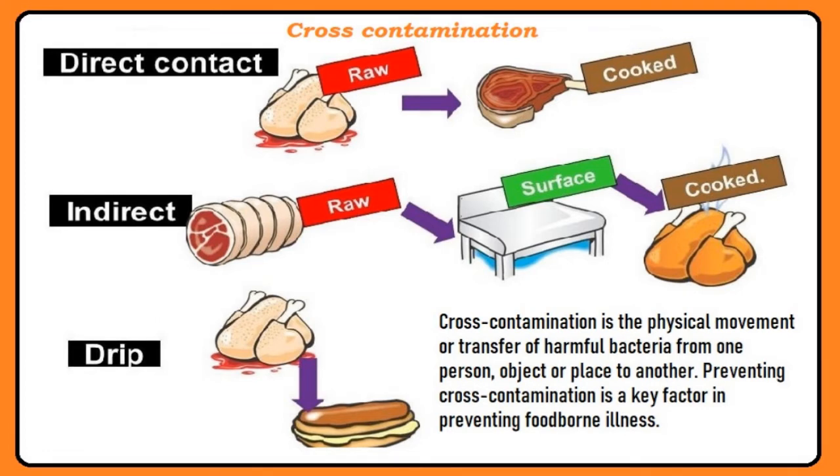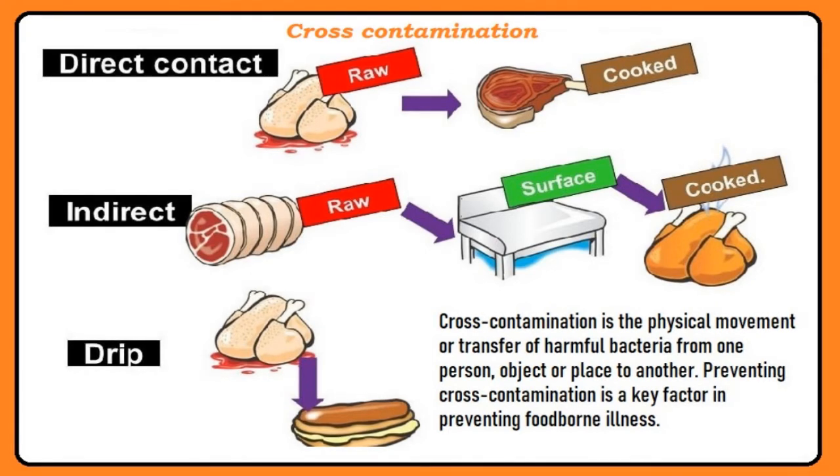And sometimes probably we go to the mall or the market to purchase the ready-to-eat food, and we also buy the raw food, and we put them together in the same container. Sometimes the juice from the raw food can get into the ready-to-eat food. So that is the direct cross-contamination.